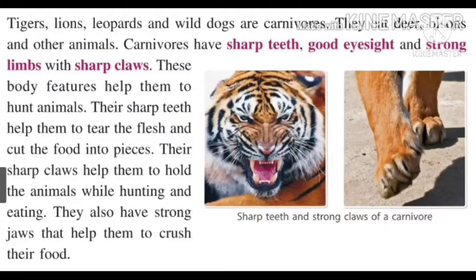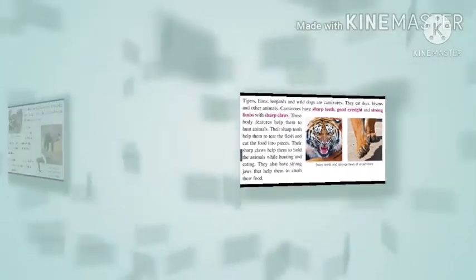And what is the meaning of claws? Do you know? In Hindi it's called panja. So they have sharp claws. With the help of sharp claws, they hold the animal while hunting or eating. And with the help of their sharp teeth, they easily tear the flesh of other animals. Their eyesight is also very good, so that they can easily see their prey. They also have strong jaws, and jaws help them to chew and crush the meat of other animals.